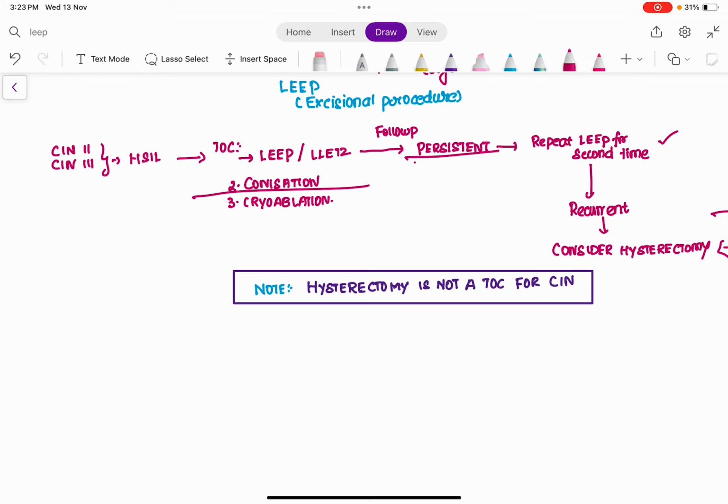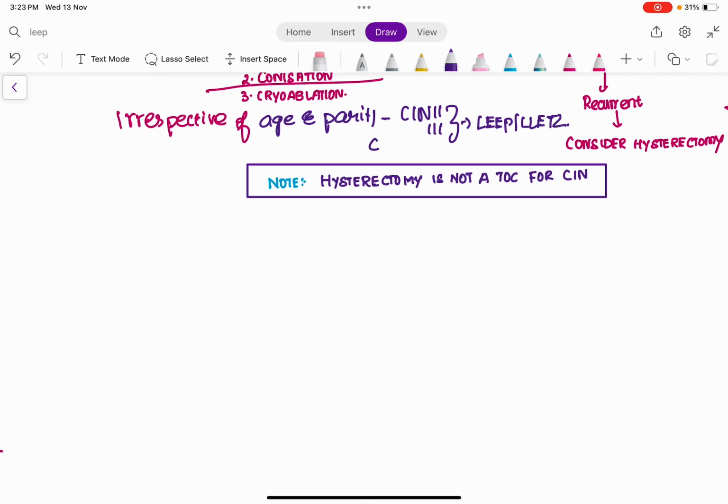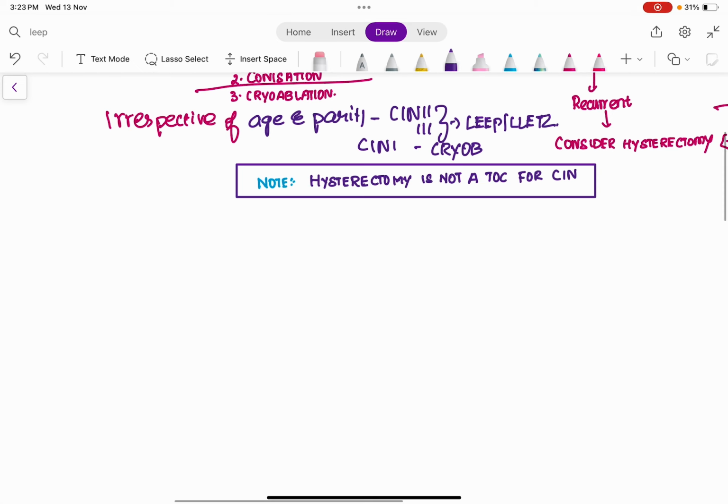But definitely the treatment of choice for CIN1 is cryoablation, and for CIN2 and 3, irrespective of the age and parity, the treatment of choice is going to be LEEP or LLETZ. For CIN1, it is cryoablation if the criteria for cryoablation is met. If criteria is not met, go for LEEP or LLETZ.